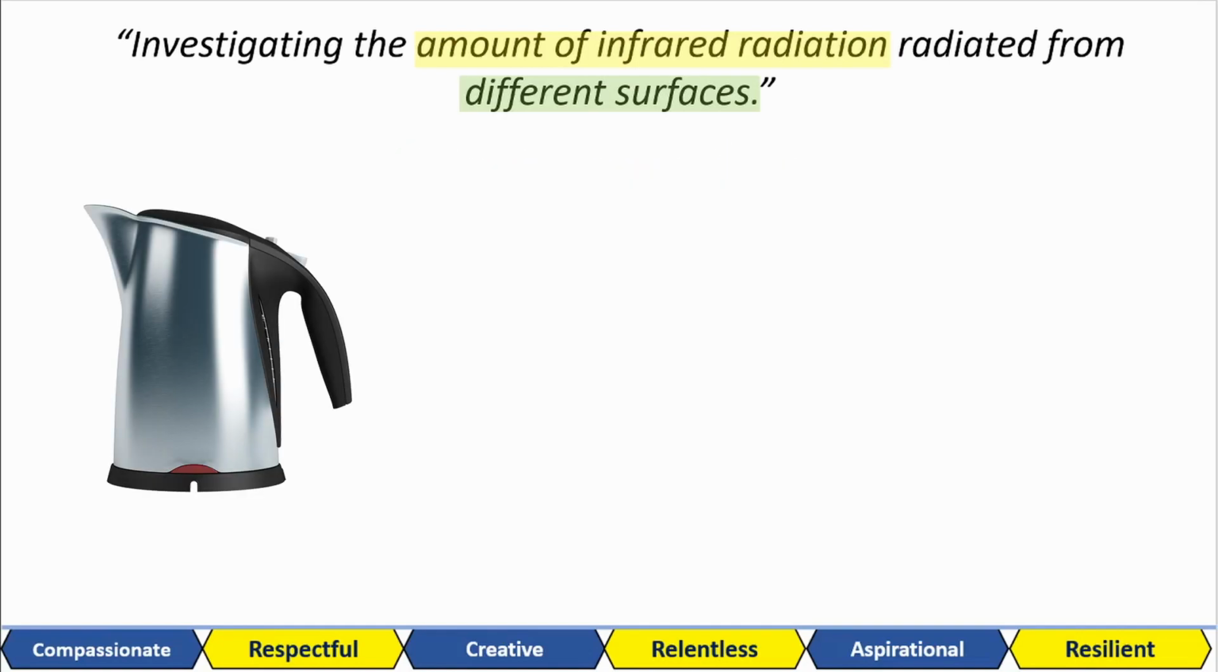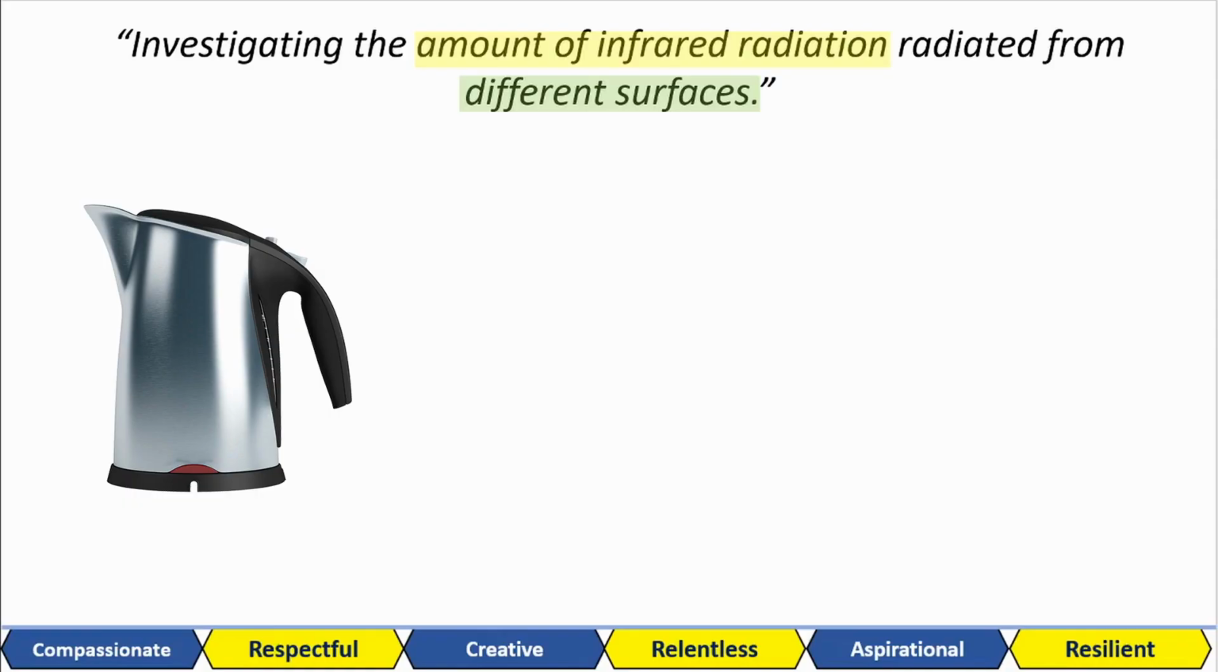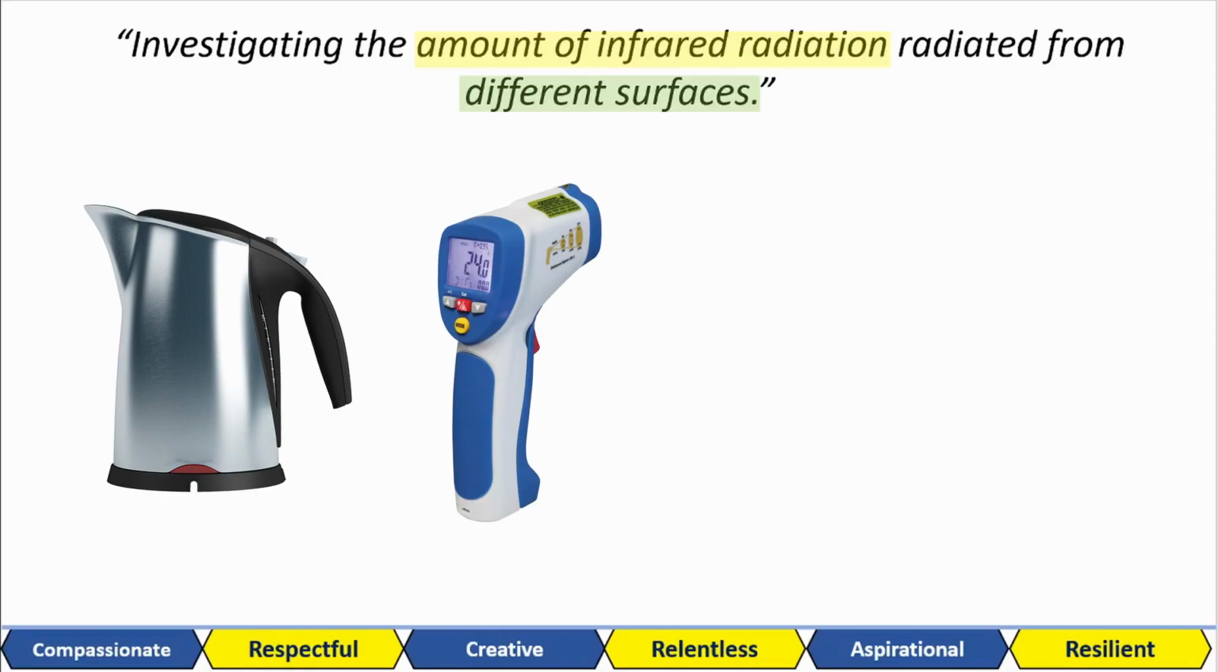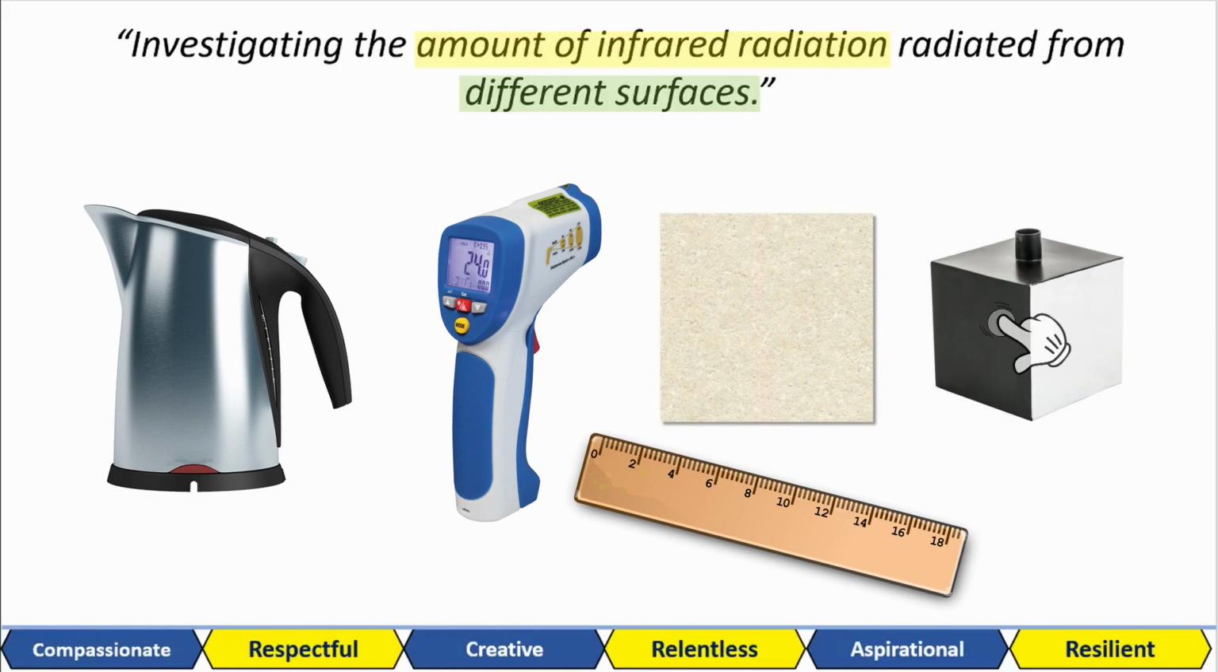You will need a kettle. Well, you can at least put the kettle on. An infrared detector or a thermometer if you haven't got that to hand, a heat-proof mat, a ruler, and one of these things called the Leslie cube. The Leslie cube has different surfaces on it, so each side has a different surface. You've got an opening on the top that allows you to pour hot water inside it.